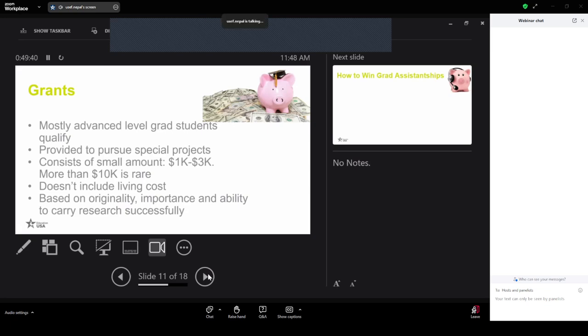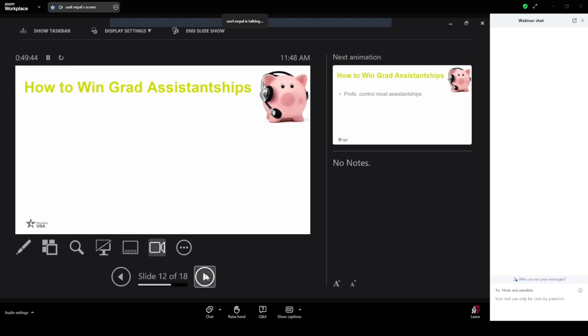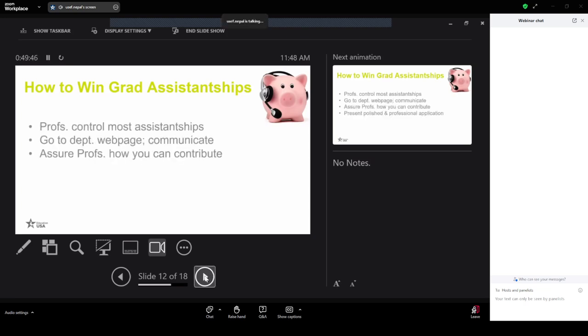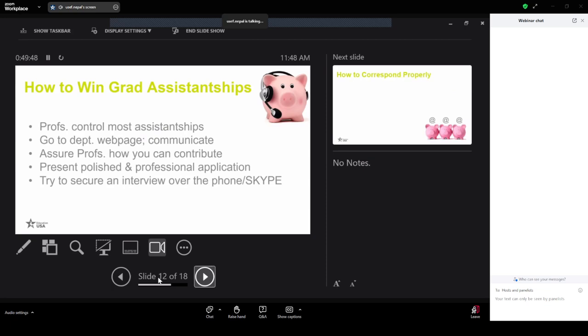Okay, so now how to win graduate assistantships. So a few things that you want to remember. Okay, so the professors are the ones who are controlling the assistantship. So make sure that you know about them thoroughly before you apply. You can find out more about them through the department web pages. Try to communicate with them.